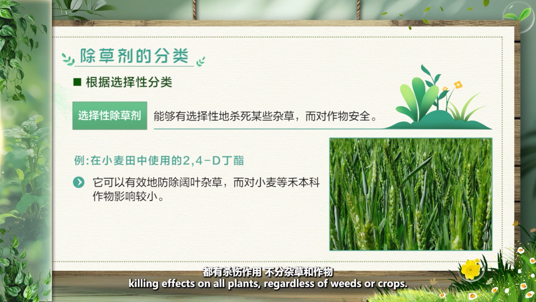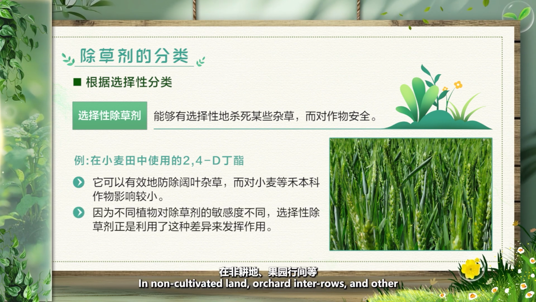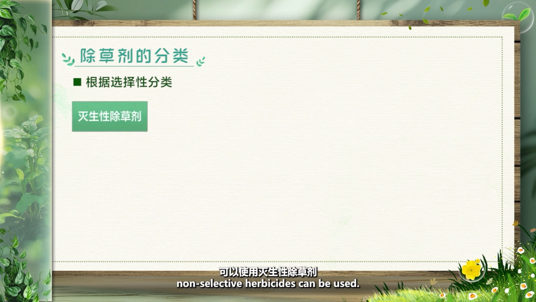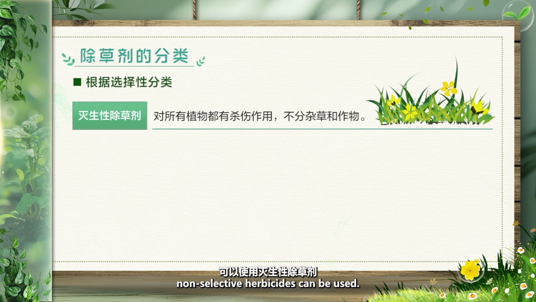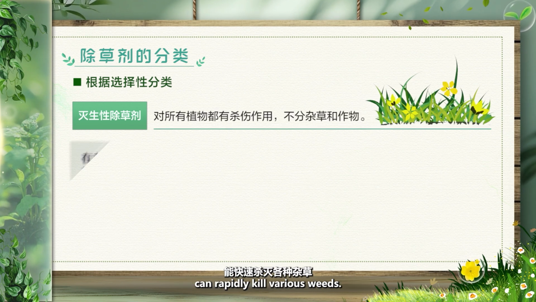Non-selective herbicides have killing effects on all plants, regardless of weeds or crops. In non-cultivated land, orchard interrows, and other places where plants need not be retained, non-selective herbicides can be used. For example, using glufosinate on wasteland can rapidly kill various weeds.